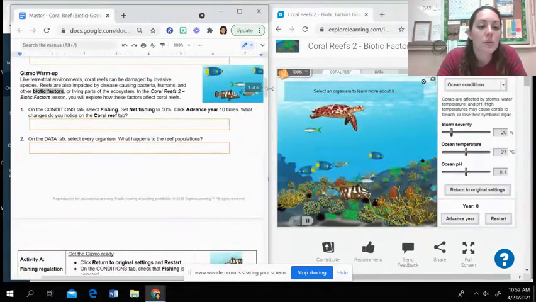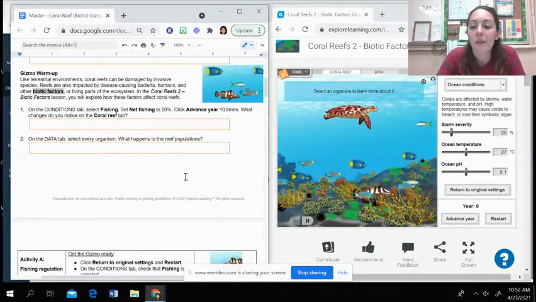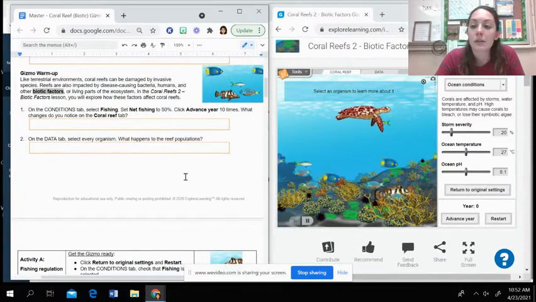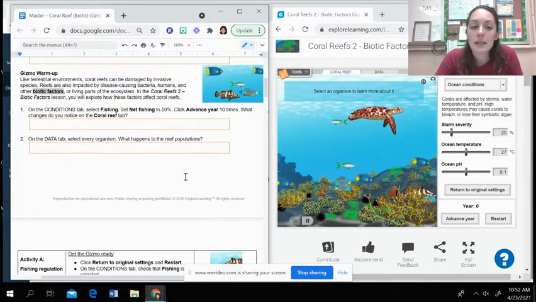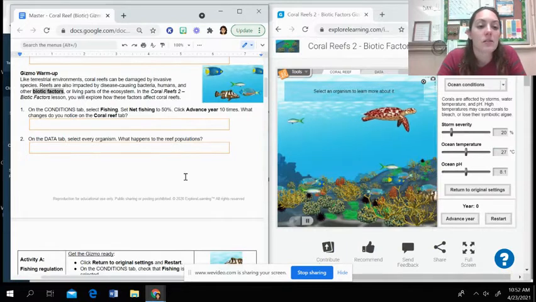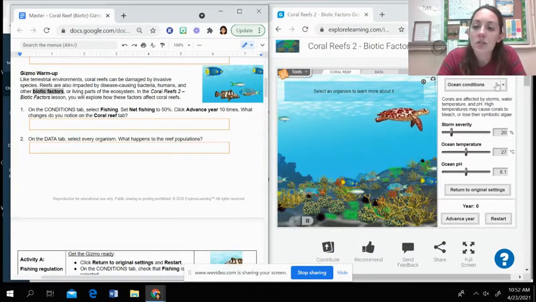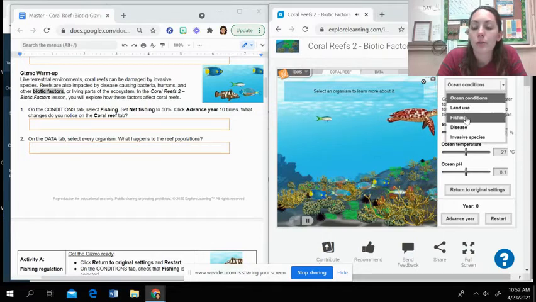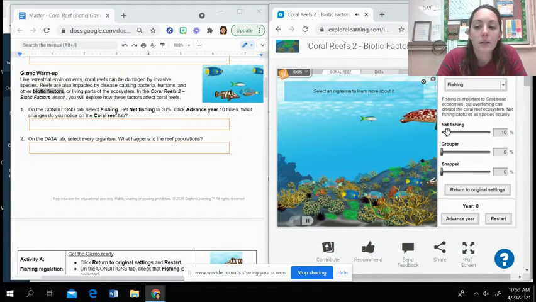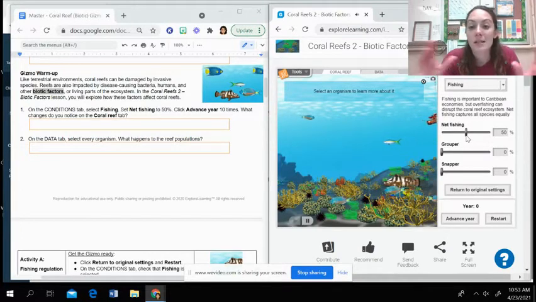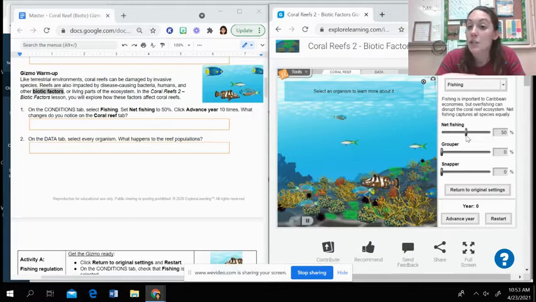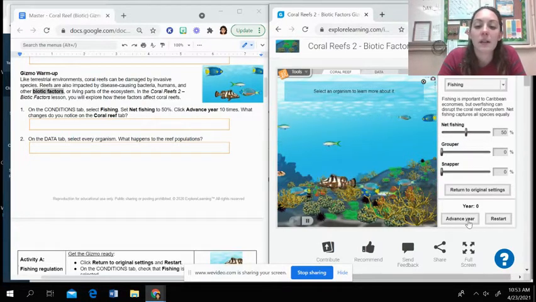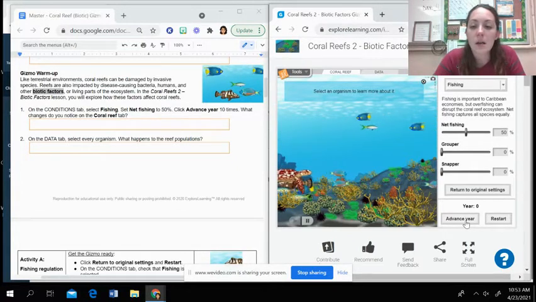And then your Gizmo warm-up, you're going to look at the effect of fishing. So you're going to be changing more of the conditions this time to work through that. So what you need to do is on this conditions tab, you're going to go through and go to the fishing, and then you're going to set net fishing to 50%. So that's how much they are catching fish and how often. And then clicking advance year 10 times and kind of just observing what the coral reef looks like.